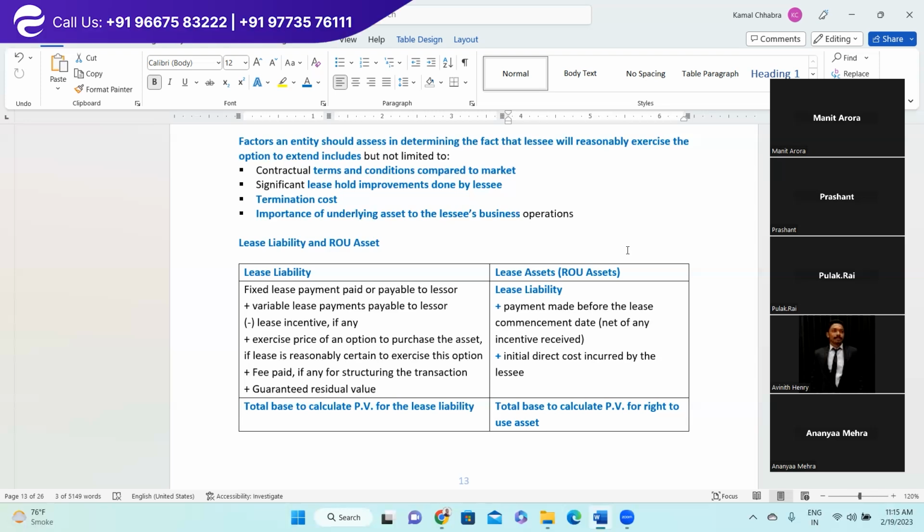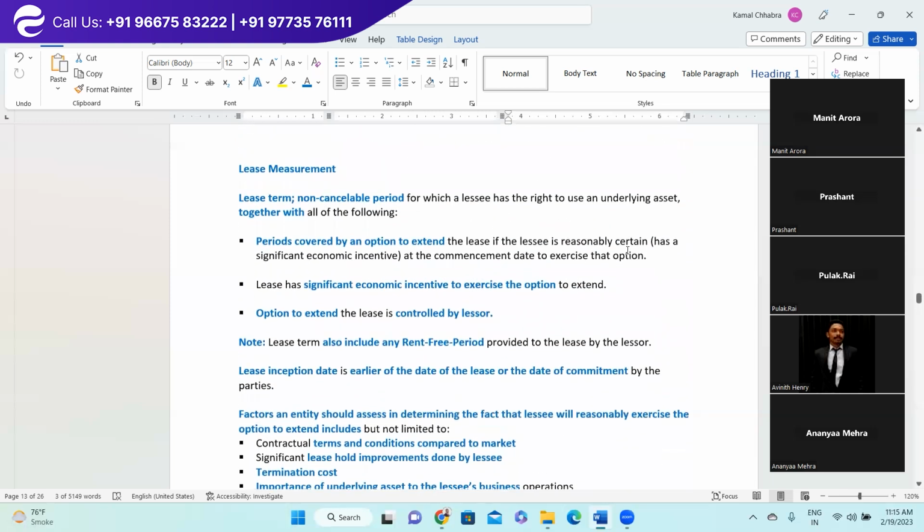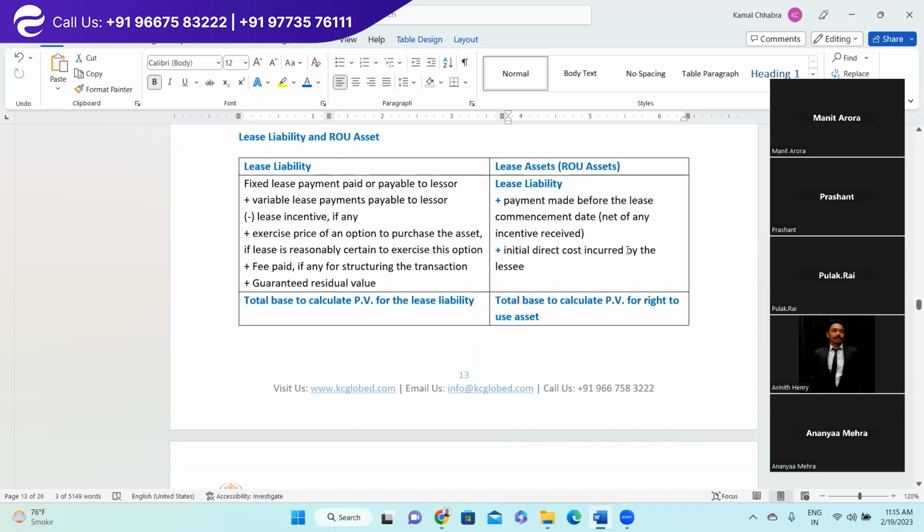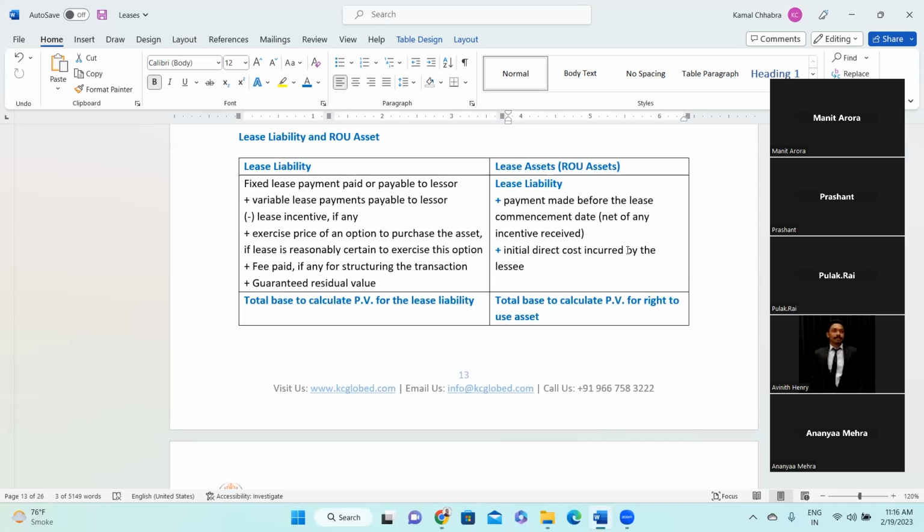So these are all the factors you need to consider for the calculation of the term of lease. Now coming on to the calculation of lease liability and right to use asset in the books of lessor. How do you calculate the lease liability and the right to use asset in the books of lessor? First, look at the left hand side, lease liability. Lease liability and right to use asset will be calculated either for a sales type lease or a direct finance lease. In operating lease, this is not required.